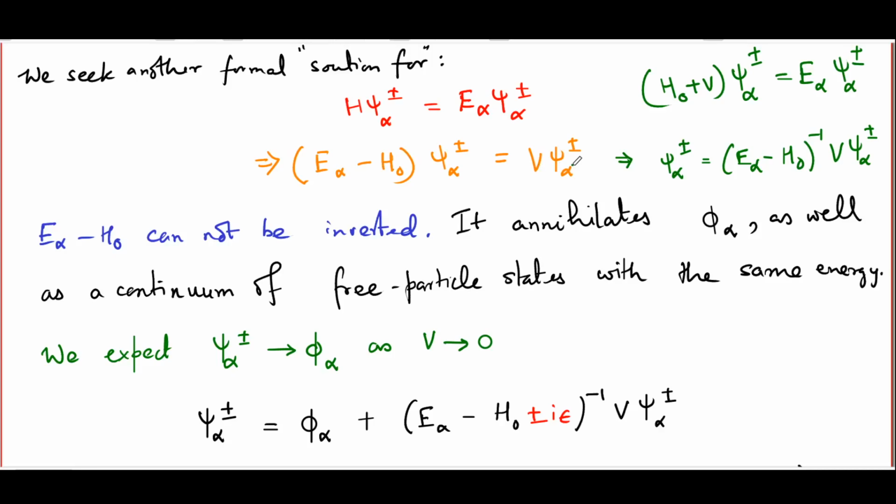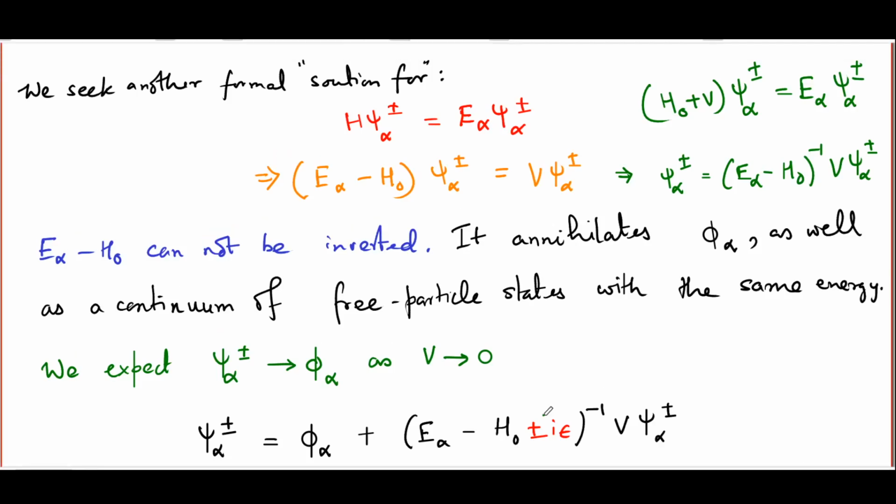So both the boundary value, that is, as V goes to zero, we want chi alpha plus minus to go to phi alpha, and this equation is incorporated in the solution, at least in the limit epsilon goes to zero. The question about the choice of plus or minus sign here is something we are going to deal with soon. All we have done is change the operator in such a way that it does not have any zero eigenvalues and hence can be inverted.